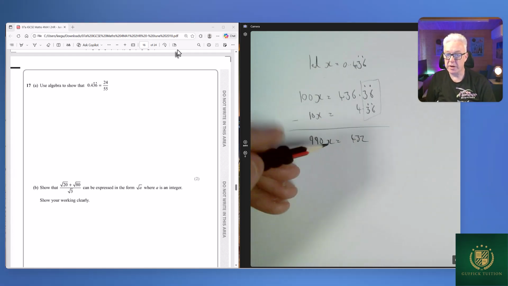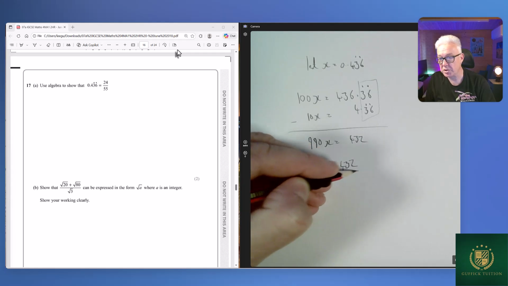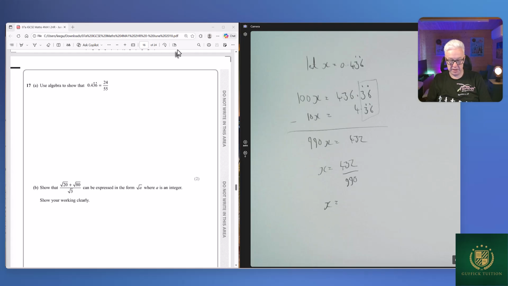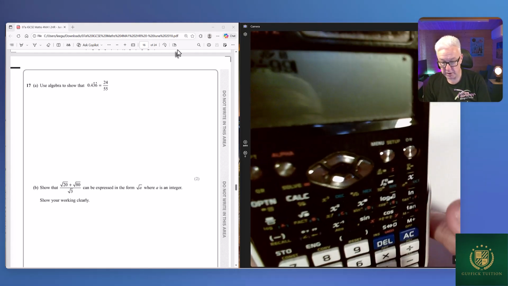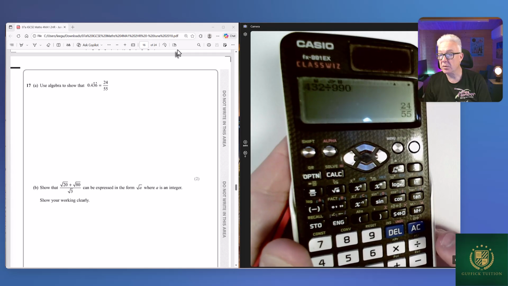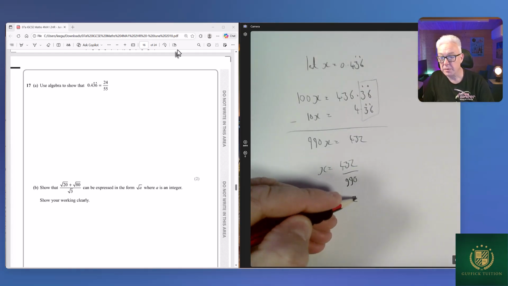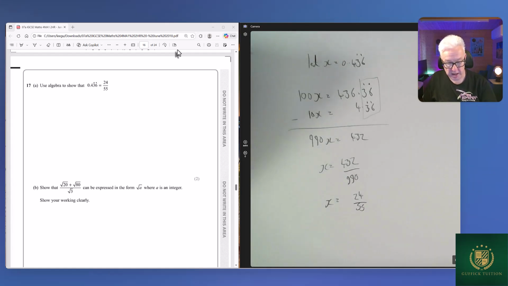So there we go. And now we can rearrange that and we can say, therefore, x is equal to 432 over 990. And then hopefully when I pop that into the old calculator, let's have a look. 432 divided by 990 is equal to 24 over 55 as required. So we've got our answer there, 24 over 55. Okay, that's part A done.